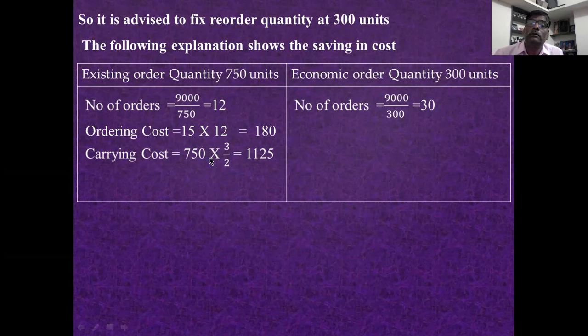So 750 into 3 is the total, and on an average, we take half. That is 1,125, the carrying cost. Then in the same way, we calculate for the economic order quantity. Ordering cost is 15 rupees per order, and you have to place 30 orders. 30 into 15 is equal to 450. Okay. This is the ordering cost.